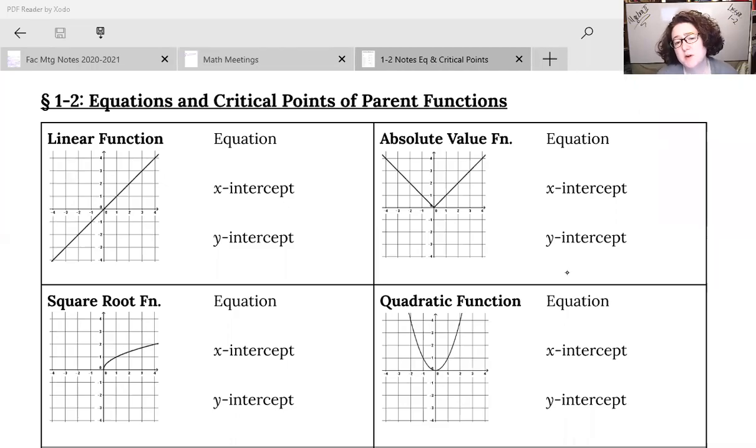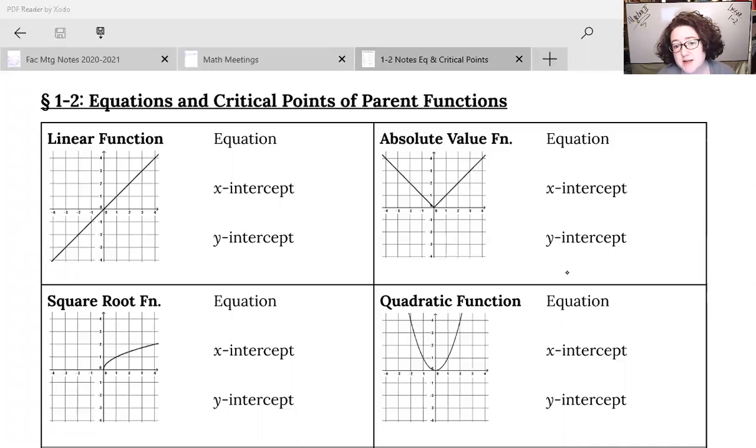So now that we've connected the graph with the name of the function, we need to start looking at their equations and what are some of the important points, or we might call them critical points, on the graph. Eventually, what we're going to do is we're going to be able to transform these graphs. In other words, move them around the graph and be able to predict this based on what modifications we do to the equations. But again, before we do that, we need to know what the important points are so we know what exactly we are going to move.